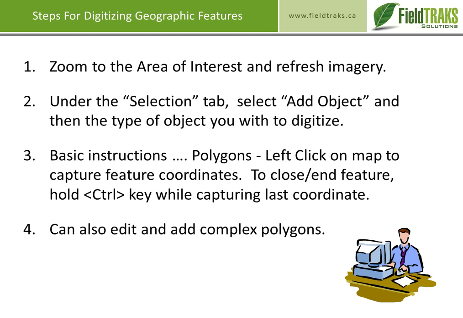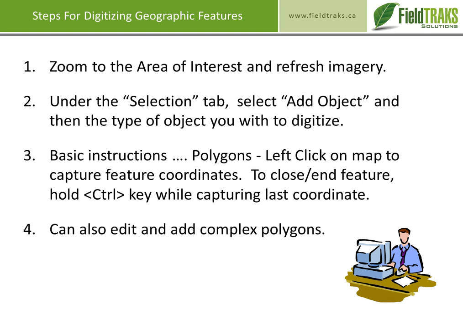The steps for adding any geographic object, whether it is a field or a sample location or anything else, are very similar. In the web application, you first need to use the map navigation tools to find the location you are interested in, and then zoom to a scale that would allow you to clearly see the feature details on the background imagery. In the top menu, under the Selection tab, you select Add Object and then select the type of feature you wish to digitize.